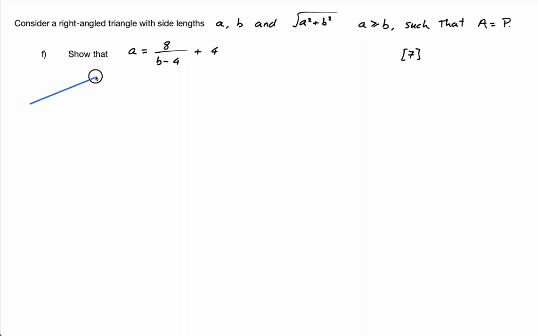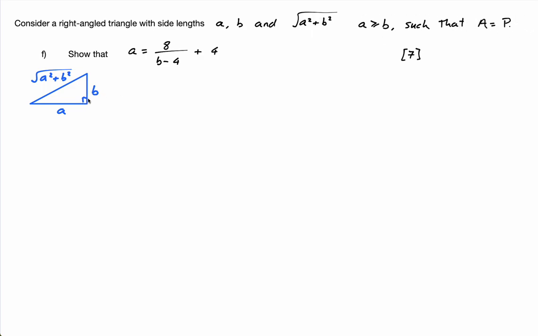Right, so we have a right angle triangle. I'm deliberately going to draw one side bigger than the other. So this is the right angle. Let's say this is A, this is B, and this is the square root of A squared plus B squared. Okay, so we have to show that A is equal to all of this. So we know A equals P.